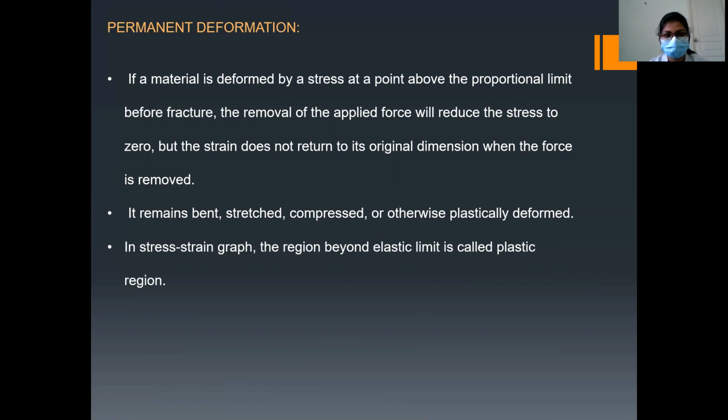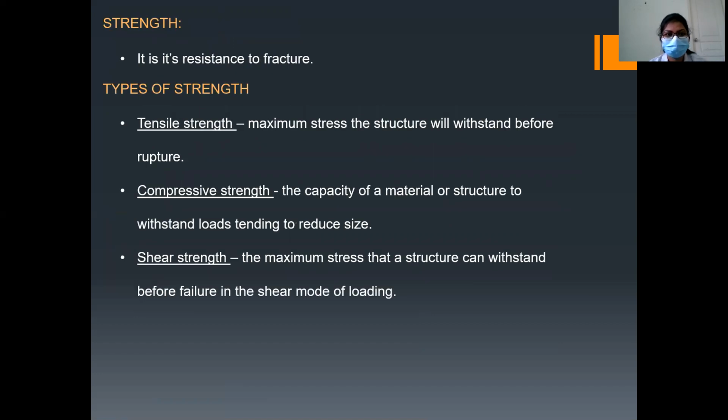Permanent deformation. If a material is deformed by stress at a point above the proportional limit before fracture, the removal of applied force will reduce the stress to zero, but the strain does not return to its original dimension when the force is removed. It remains bent, stretched, compressed, or otherwise plastically deformed. In the stress strain graph, the region beyond the elastic limit is called the plastic region.